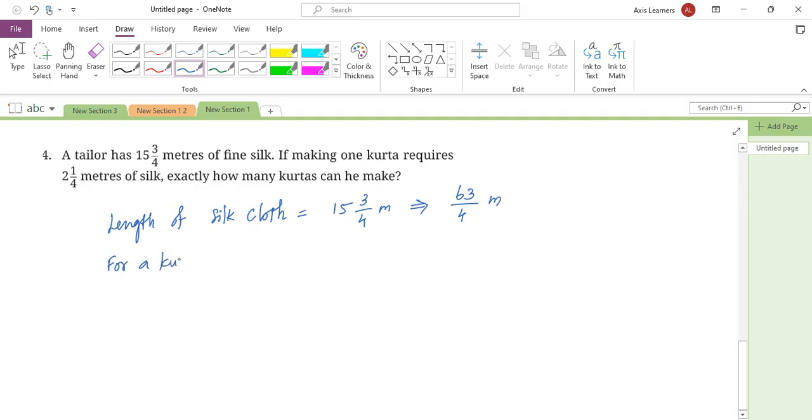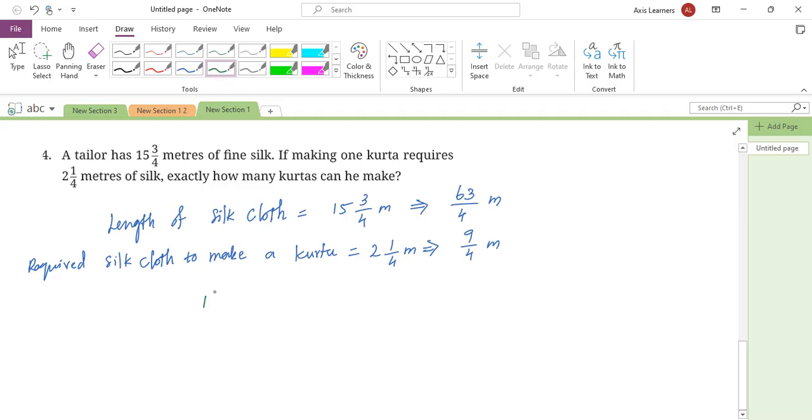How much silk is required to make a kurta? Equal to 2 1 by 4 meter. If you write it in improper format, 2 4s are 8, 8 plus 1 is 9, 9 by 4 meter. Okay, now we need to find exactly how many kurtas he can make.